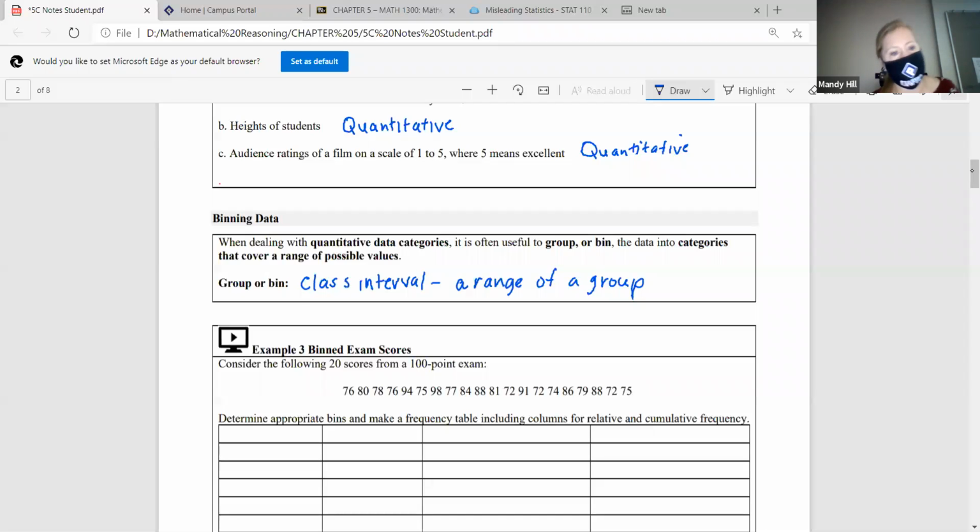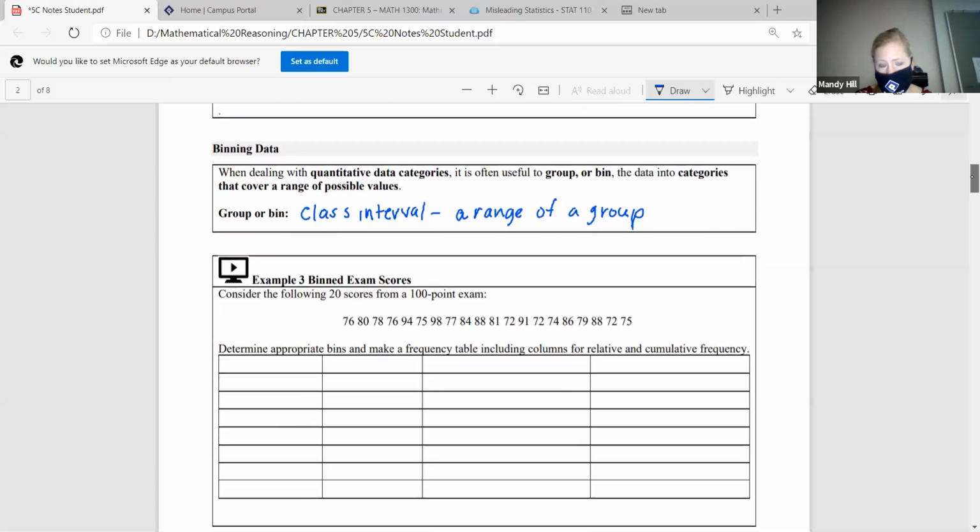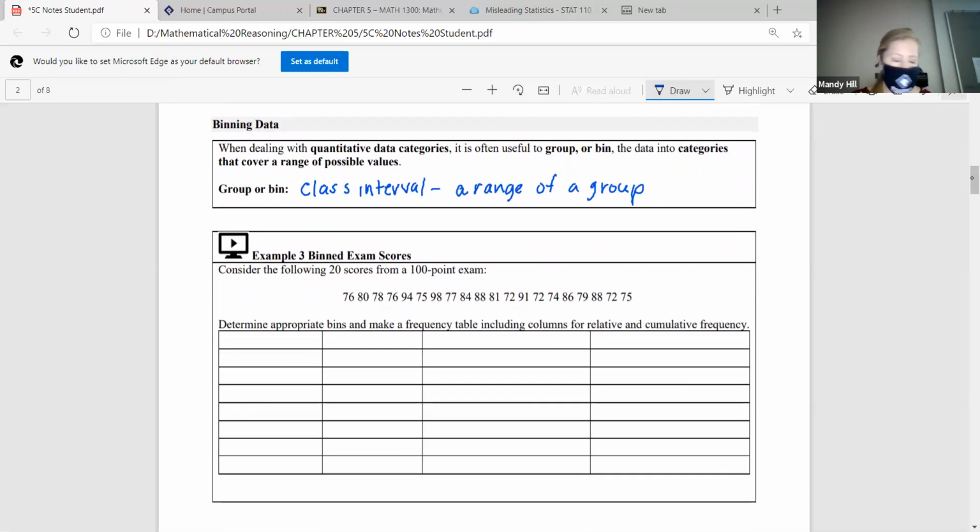Okay, so here's how you decide on a bin size. I'm looking at this list of data right here. You want to pick out your smallest number and your largest number. I look through this list and it looks like there's nothing smaller than 72. So there's my smallest number. And I also want to find my biggest number. I think 98. I don't see anything bigger than 98.